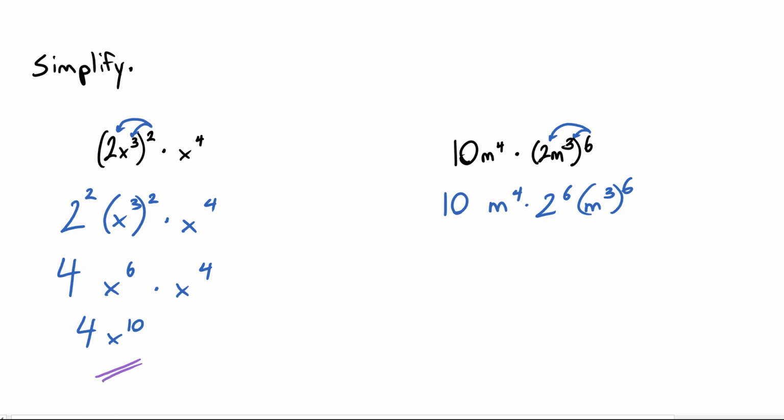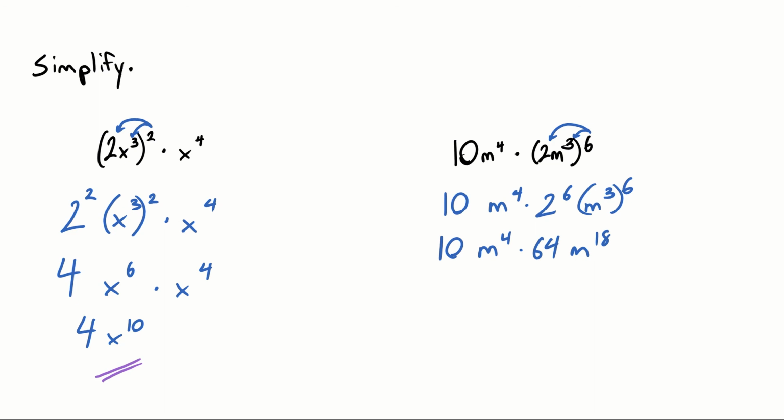So let's see here. Well, a 10 I can't do anything with yet. The m to the 4th, nothing yet. 2 to the 6th power, that's quite a number there. That's 64. M to the 3rd to the 6th. Do I add 6 and 3, or do I multiply them? If you said multiply, nice job, you got it. But we're not done, folks.